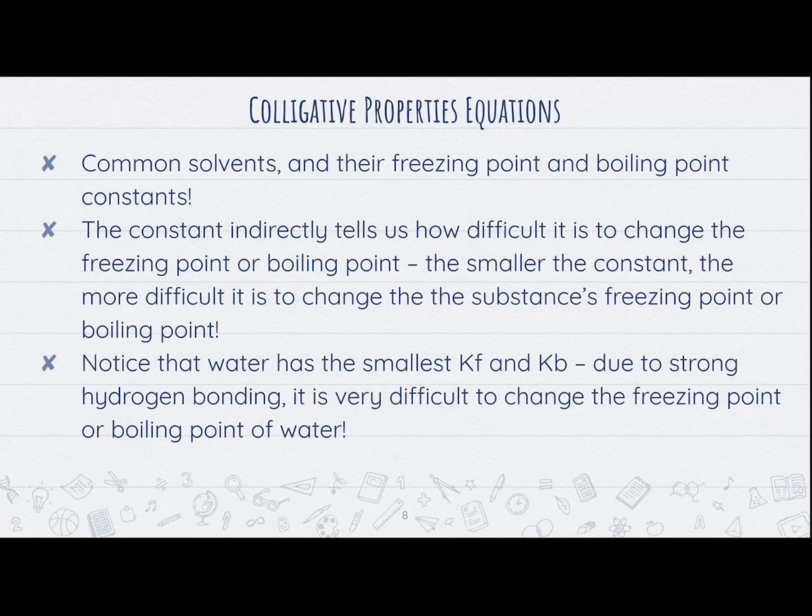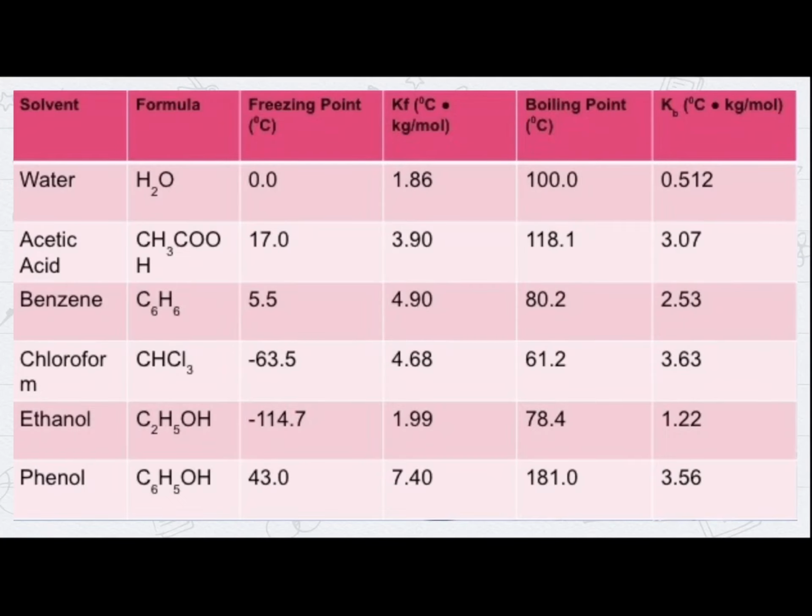Common solvents and their freezing point and boiling point constants. You're going to see a chart on my next slide, and this is what it is. The constant indirectly tells us how difficult it is to change the freezing point or the boiling point. The smaller that constant is, the more difficult it is to change the freezing or boiling point. Notice that water has the smallest of these due to strong hydrogen bonding, so it's going to be difficult to change the freezing and the boiling point of water.